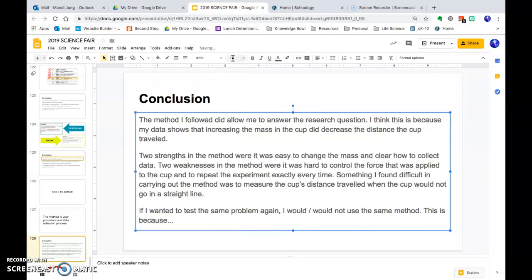So I'm going to just change that font size so that it'll all fit.